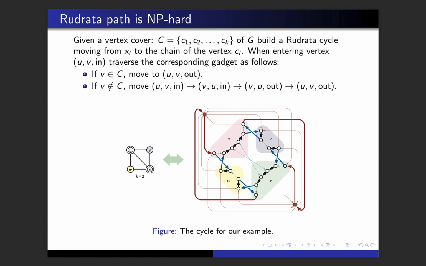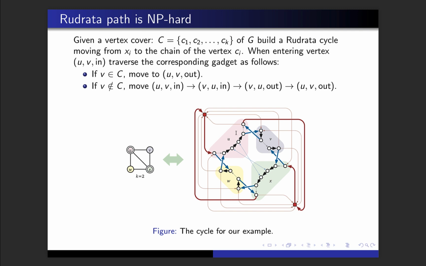Well, you're going to start at x1, these artificial vertices that we created. You're going to go into C1 and you're going to traverse the chain corresponding to C1. Then you're going to go to x2 from the last vertex of the chain C1, and then you're going to move to C2 from x2. You're going to traverse the chain associated to C2 and go on. You're going to move from one to another, alternating between xi and the chain associated to Ci.